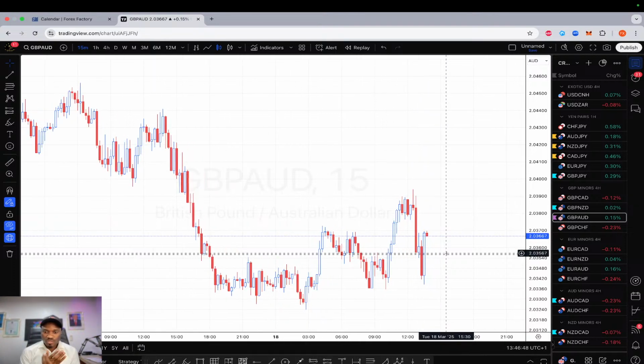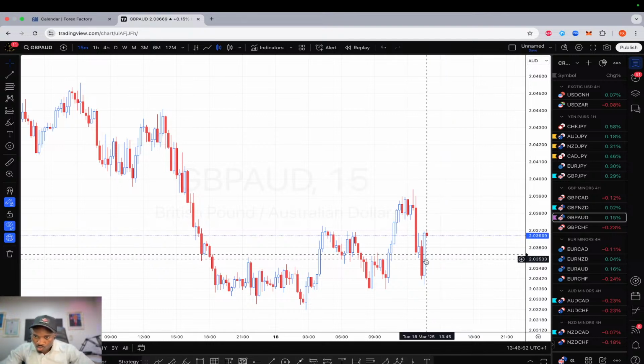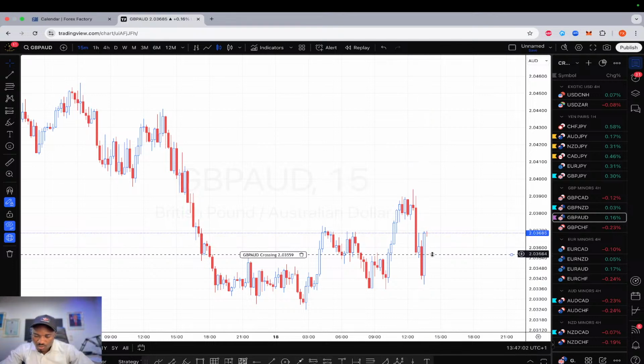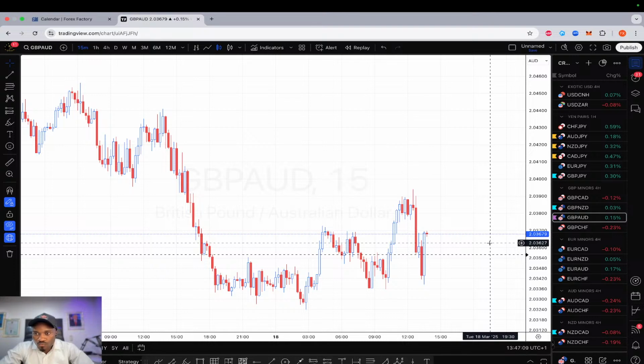So if you're a scalper, wait for retracement to 2.03560. That would be nice if you want to scalp. All right. So do we have questions? Do we have questions? Let me look out for any other asset we can check out.